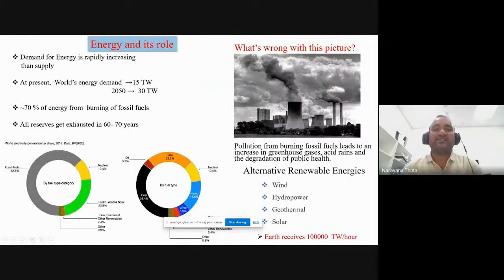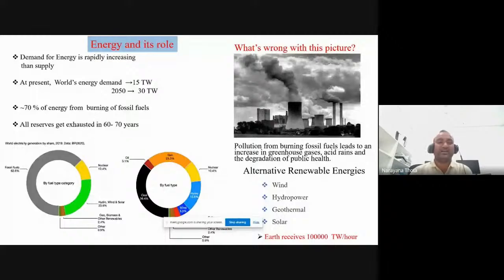This is the introduction about energy. As we know, energy is a very important parameter for any society to grow economically and socially. This is just for the sake of introduction. As we all know, the demand for energy is rapidly increasing compared to its supply. Currently, our demand is 15 terawatts, and it is expected to go to 30 terawatts by 2050. Currently, we are getting energy by burning fossil fuels.